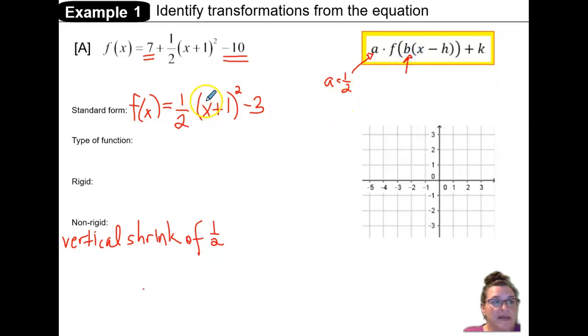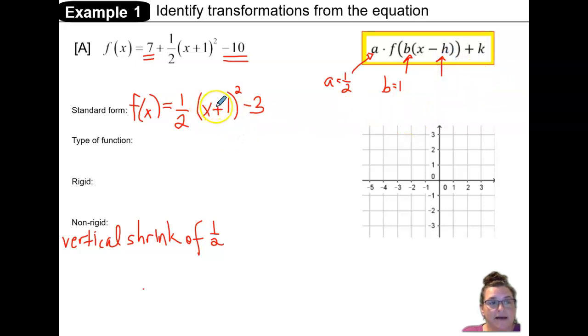Okay, and b is the coefficient on x. Since we don't see a number in front of x, that tells us that the b is positive 1. Okay, so there is no reflection or dilation in the horizontal. Okay, then the next value that we come to is the h.